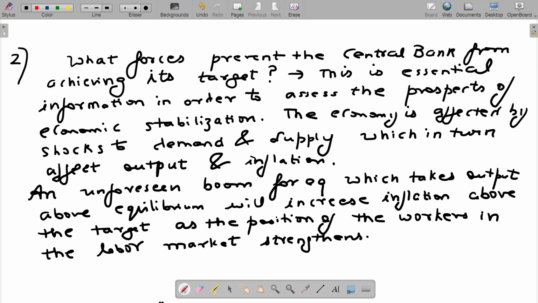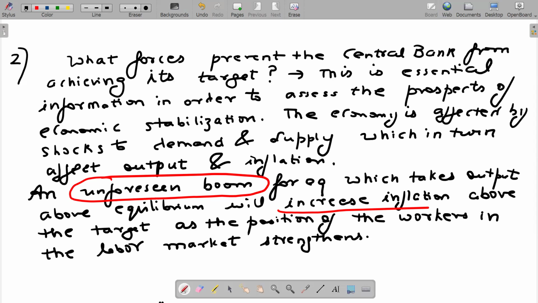That means if there is an unexpected or unforeseen boom in the economy, it is going to cause output to rise. When output rises, employment rises. When employment rises, the bargaining power of the workers improves. When the bargaining power of the workers improves, they start asking for higher wages. When wage costs go up, firms increase prices, which causes inflation in the economy. So this is a shock. The central bank needs to analyze these shocks before designing its monetary policy.